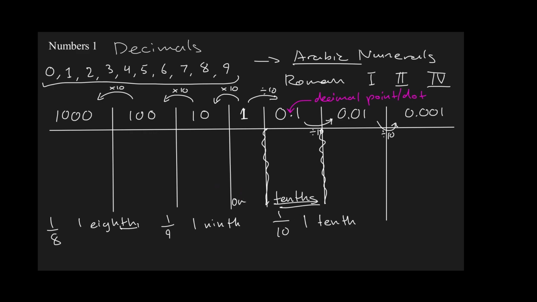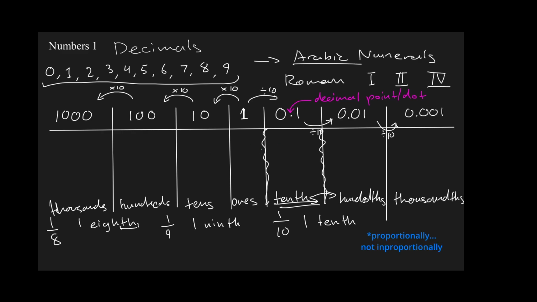This one's called the ones. This one's the tens. This one's the hundreds. And this one's the thousands. And you can probably imagine what happens when we go this direction: hundredths, sorry, and this one's thousandths. There you go. So we can see how when we multiply by 10 or divide by 10, they get proportionally smaller.